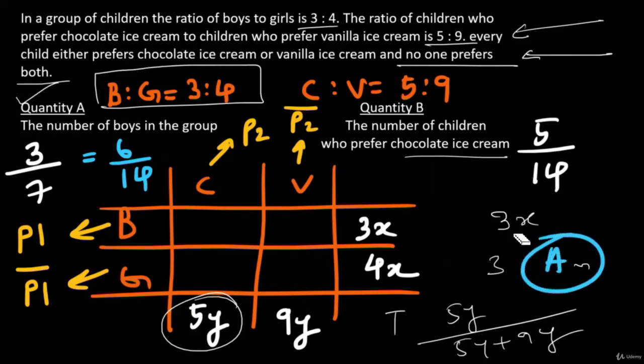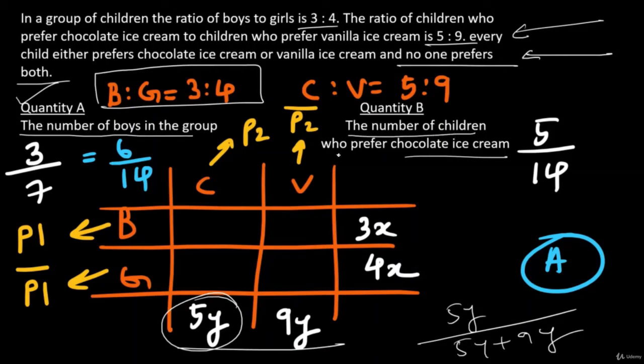Now over here, remember, we are asked to find the number of boys in the group, but we are finding the percentage, right? Again, over here we are asked to find the number of children who prefer chocolate ice cream, but we are finding the percentage of children who prefer chocolate ice cream. Now this still works because the higher the number, the higher the percentage. And the same thing applies over here. Remember, the total is the same because it's the same group that we are dealing with. All right, let's proceed to the next question.